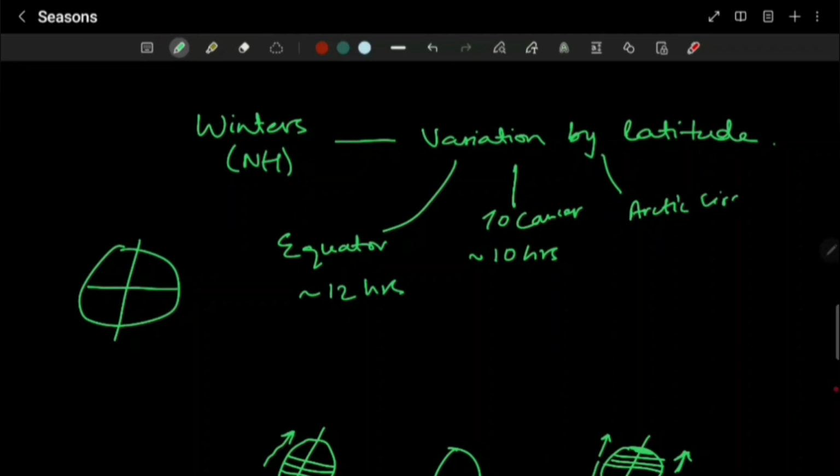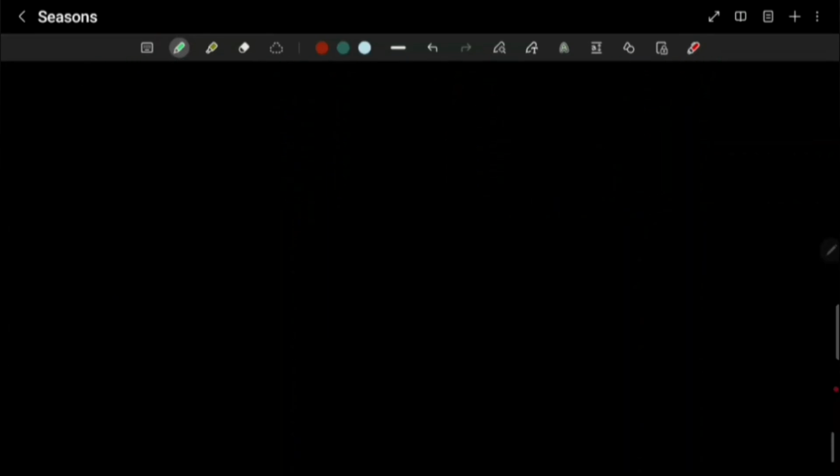At the Arctic Circle, it will be 24-hour night or 0 hours of day. Okay, this is polar night. So you understood? Let me just summarize. This is the sun. We see this diagram very often, but I hope you understood it properly today.